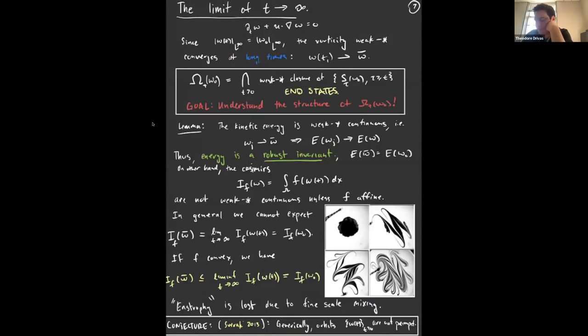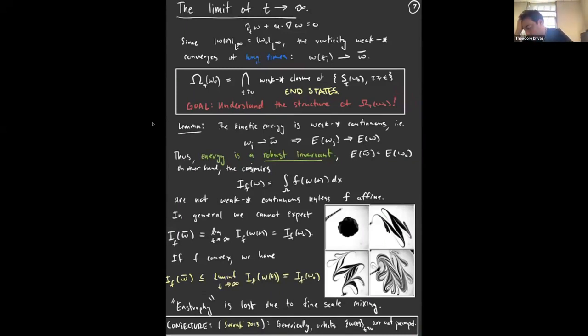And you can collect all the things that you see with that procedure, and you call that the weak star closure of the omega limit set. So you're just collecting all the long time persistent motions in one set. That's your omega limit set. And these are the possible end states in this coarse grained sense. Okay. And one particular goal is to understand what is the structure of this set. What do things look like that are in here?